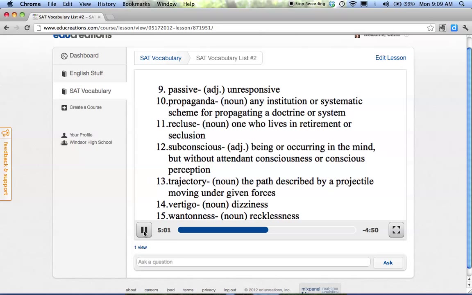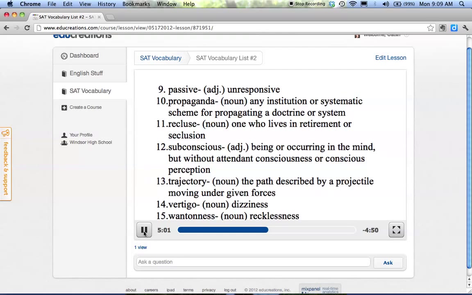Number 13 is trajectory. The trajectory of something, this is a noun, is the path from point A to point B that is made by a flying object. They describe it as a projectile moving under given forces, which is unnecessarily complicated. So it's the path that something takes when it moves through the air and is under force. When you throw a paper airplane across the classroom, the trajectory is the path that paper airplane takes from the moment it leaves your hand to wherever it falls down or hits the floor.